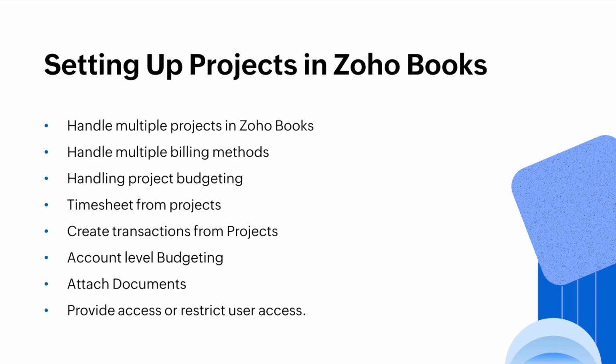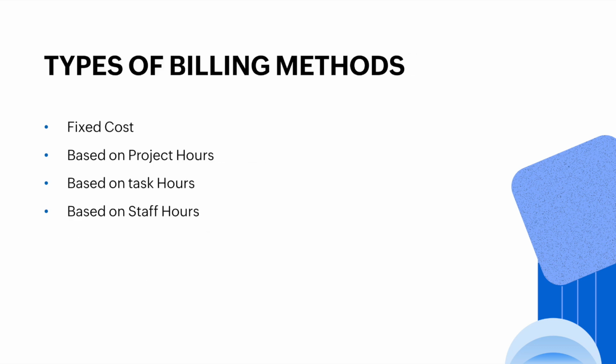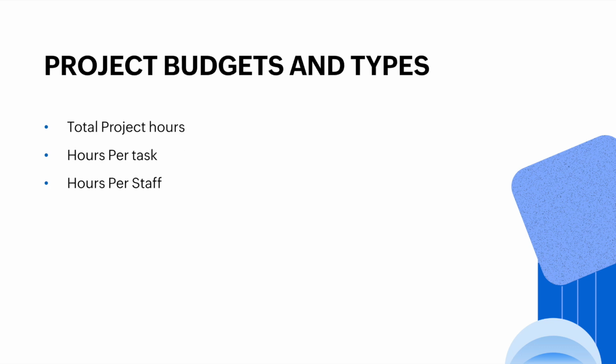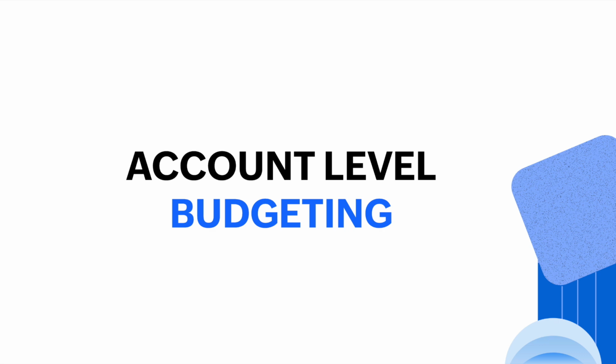So we have completed the first part of our webinar wherein we understood about setting up of projects in Zoho Books. How do we handle the multiple billing methods, how to handle the project budgeting or the timesheets. So we discussed 4 billing methods. One is the fixed cost, and then based on project hours, the task hours and the staff hours. Next, we also spoke about the different types of project budgets. So the one type is when you create the project itself. So you can budget the project hours you have spent, or the hours per staff and the hours per task. Next is you can create an account level budget itself wherein you can specify the value for each account and see if the project is well within control or not.